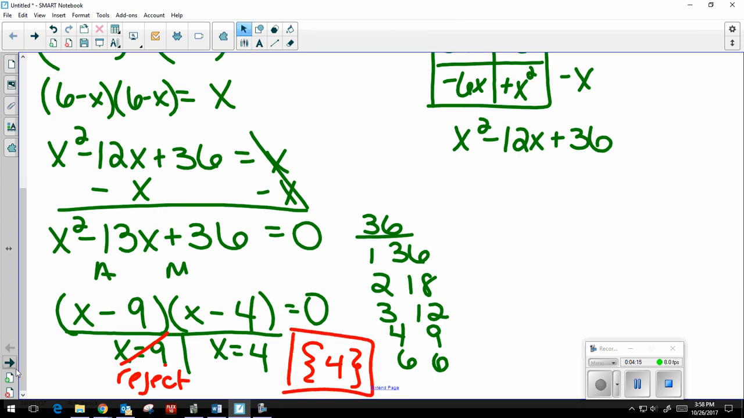So although the radical equation looked a little bit different, the process is still the same. Isolate the radical and then square both sides.